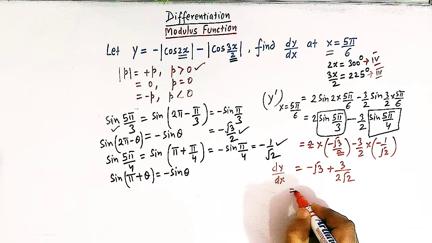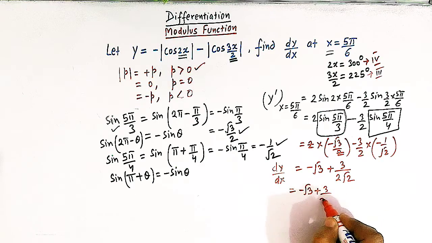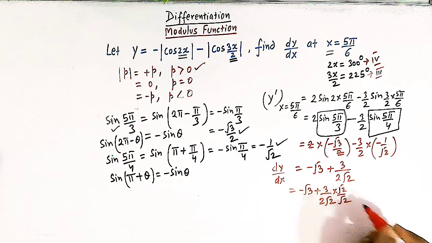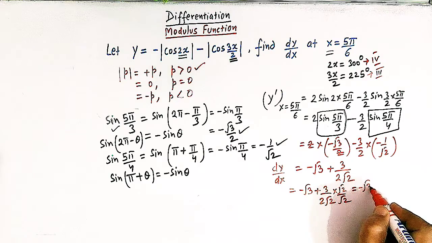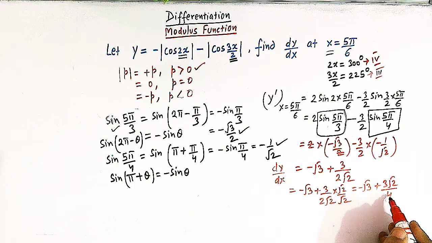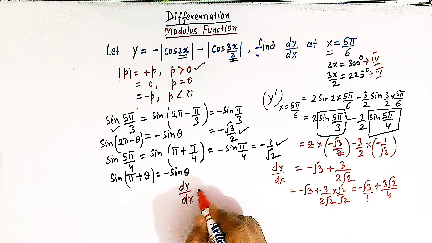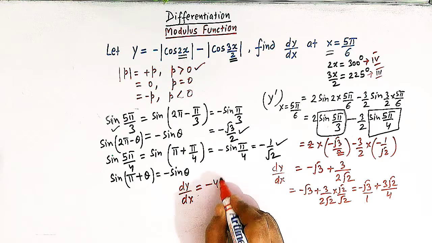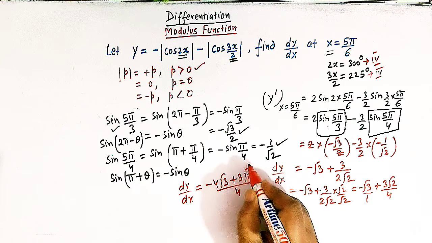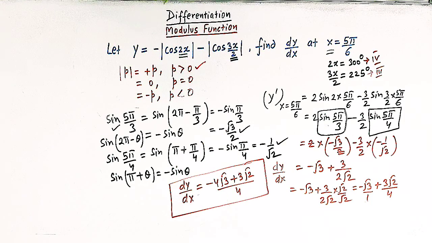We can also express it like this, that is minus root 3, this is 3 over 2 root 2. We can rationalize the numerator and denominator by square root of 2. So this is minus square root of 3 plus 3 root 2 over 4, right? And now taking LCM here, we have dy over dx is equal to minus 4 root 3 plus 3 root 2 over 4, right? So this is our required expression for dy over dx.